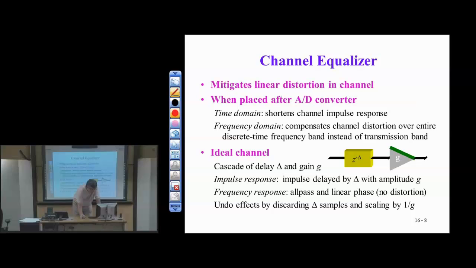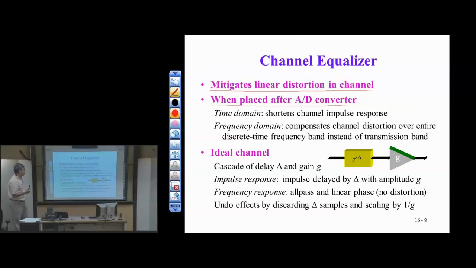All right, let's do channel equalization. This is homework 7, due on Friday, due in 2 class periods. So for channel equalization, we have a lot of work to do. This equalizer in the receiver has got to mitigate linear distortion in the channel. This linear distortion has a couple of different effects, and both are significant. For the purpose of this discussion, we're going to place the equalizer right after the A to D converter, as we saw in the previous block diagram on slide 16-4.